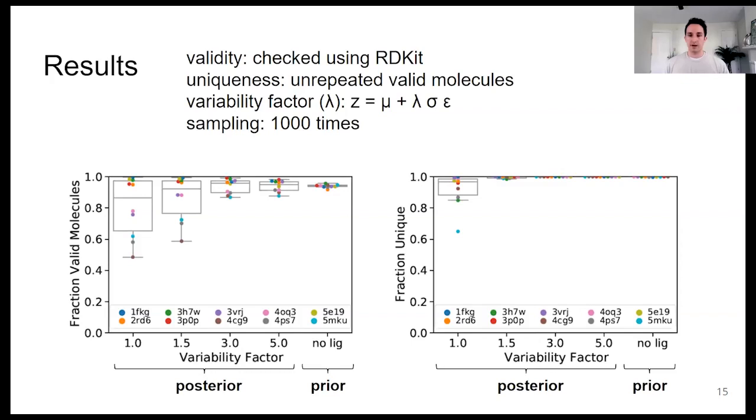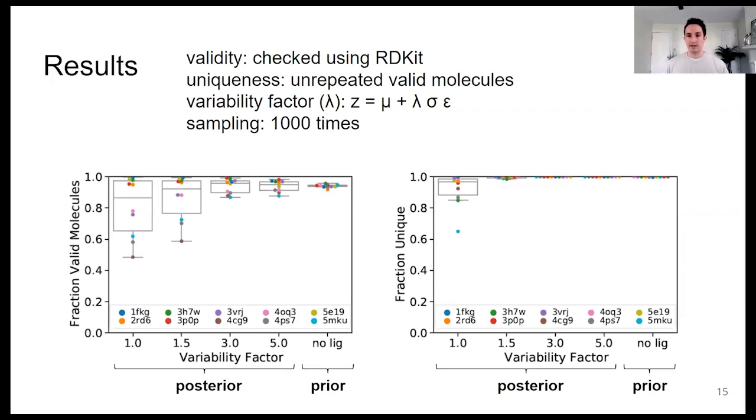As you can see, the model produces valid molecules at a high rate across all conditions. In addition, more than 90% of the generated molecules are chemically unique. As the variability factor is increased, the percentage of unique molecules approaches 100, indicating that whether an input ligand is used or not, the model is not just memorizing the same molecules.